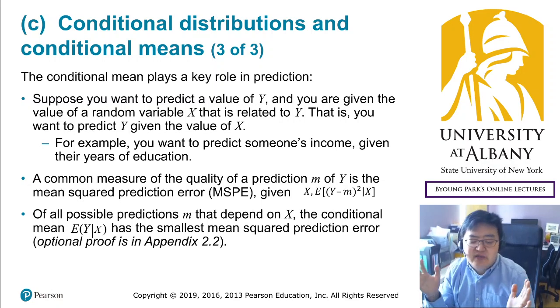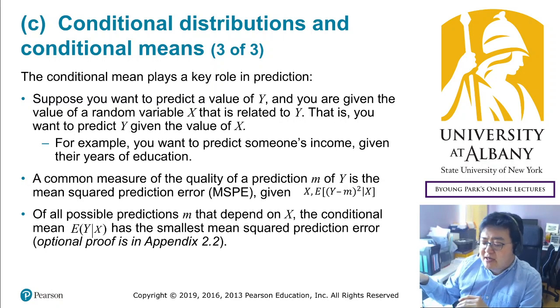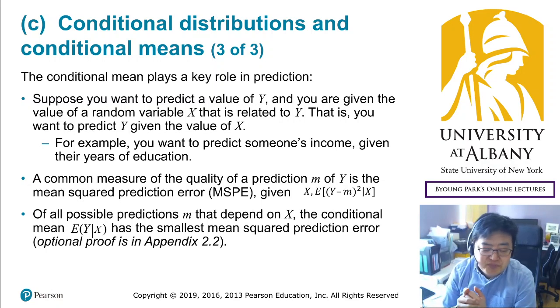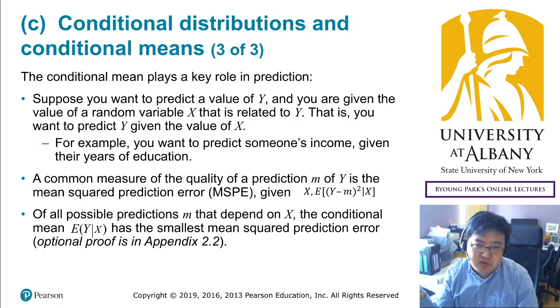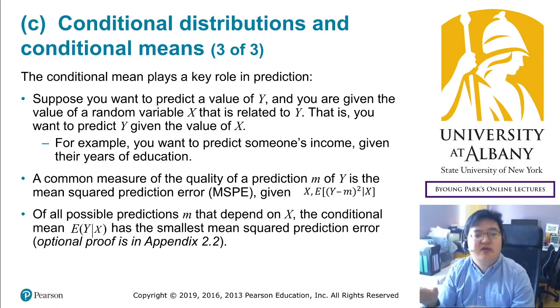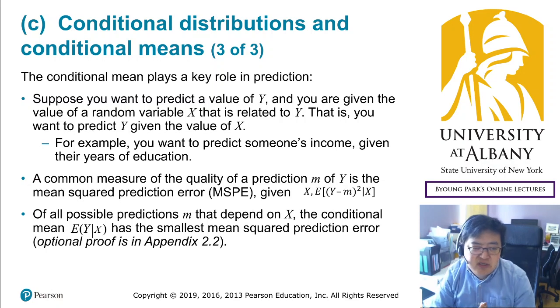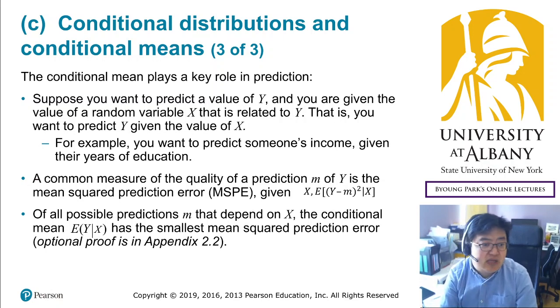if you know that she has a college degree, then you may look at the data and filter out the college degree holders. You only use the college degree holders and calculate their average, which will be your estimator, your predictor. So that's how we are going to use the conditional mean later.